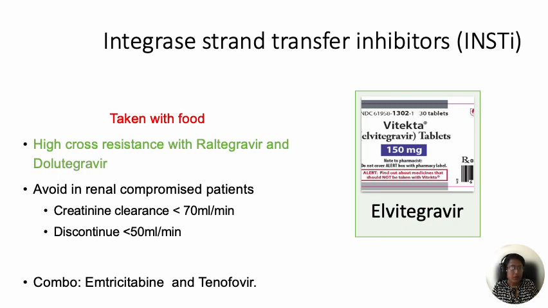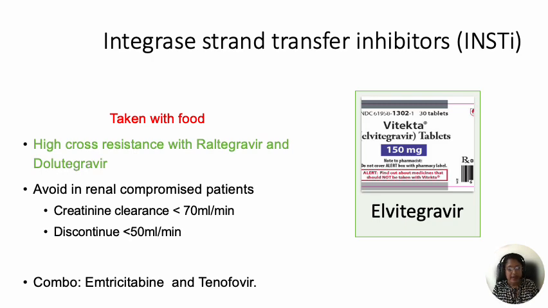Another more important point to note about elvitegravir is that you avoid it in renally compromised patients, especially those with clearance less than 70, and you definitely do not want to use it if it's less than 50 mL per minute. Elvitegravir usually comes in combination with emtricitabine and tenofovir.